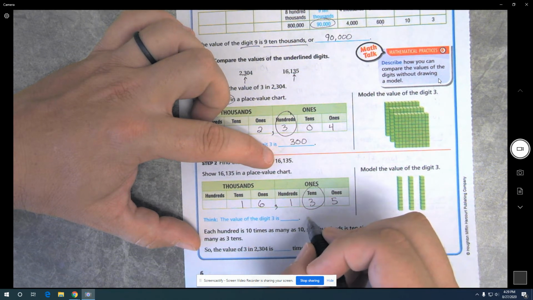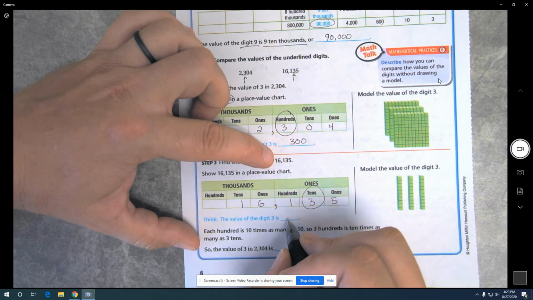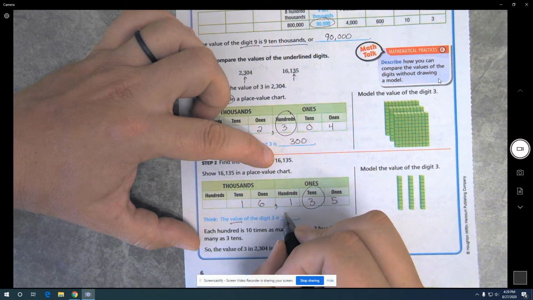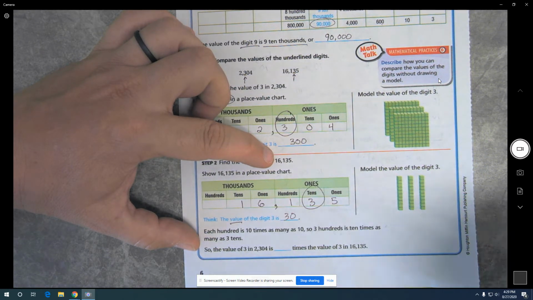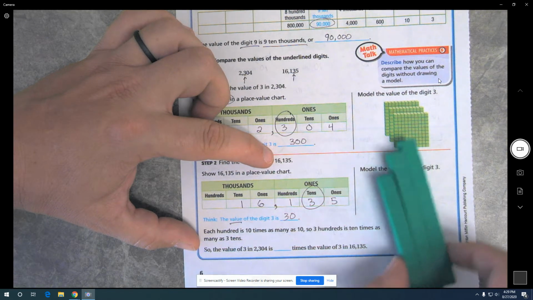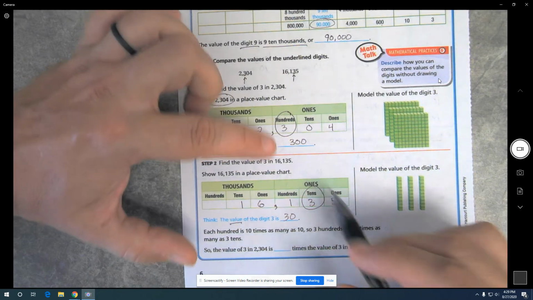It's 3 tens. Now, if you put tens, it would be wrong because tens is the place it's in. The value of the digit 3 is 3 tens, which is 30. It'd be like this. It'd be 3 tens, 3 of these, which is what they have in that picture there. So the 3s are not the same.